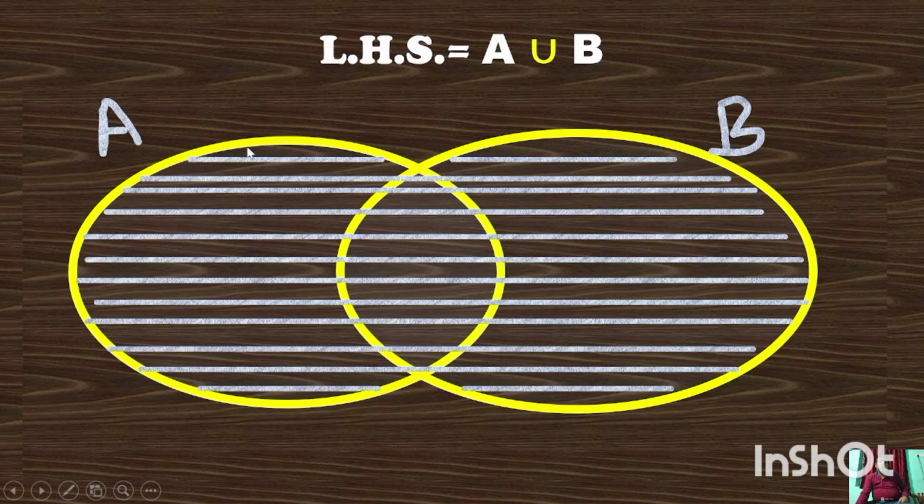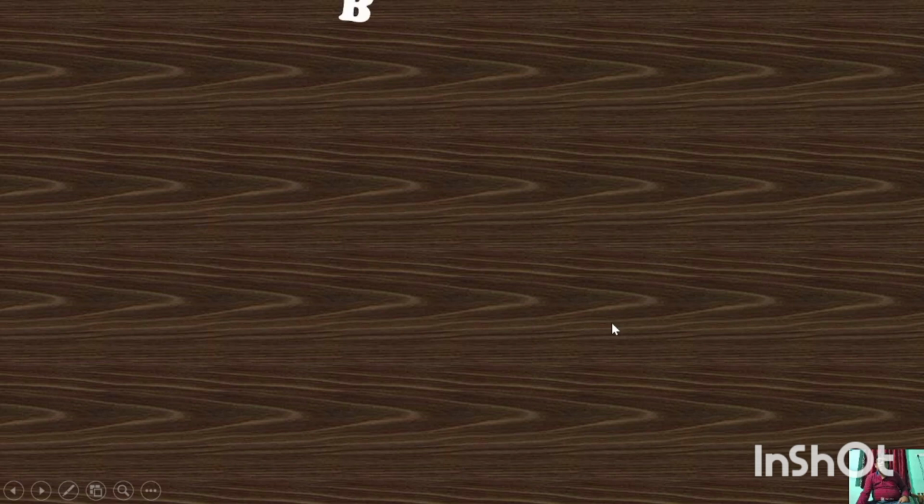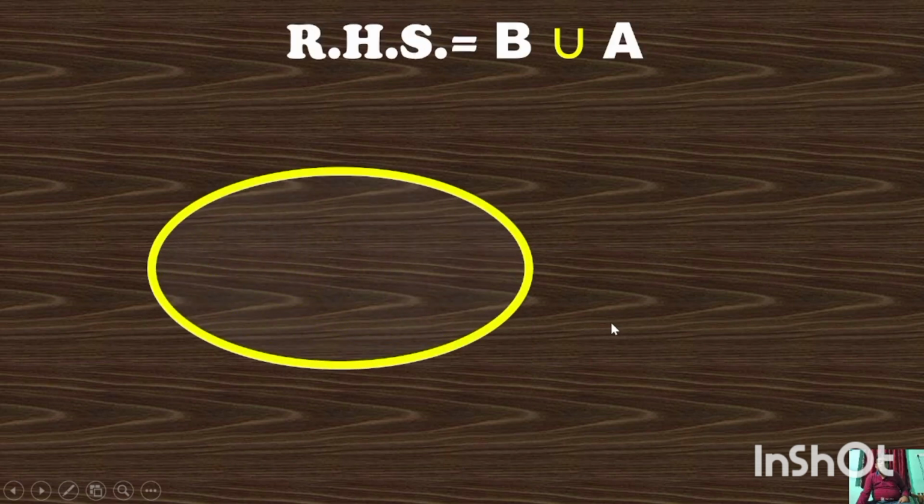Okay, all the elements of A and B. It is clear the shaded region indicates that we have to take all the elements of A and all the elements of B to bring the formation of a new set that is known as A union B. And from the Venn diagram also it is clearly understood, right? Okay, understand?